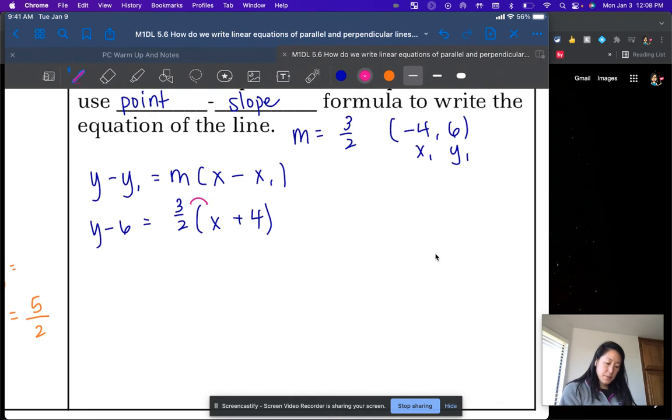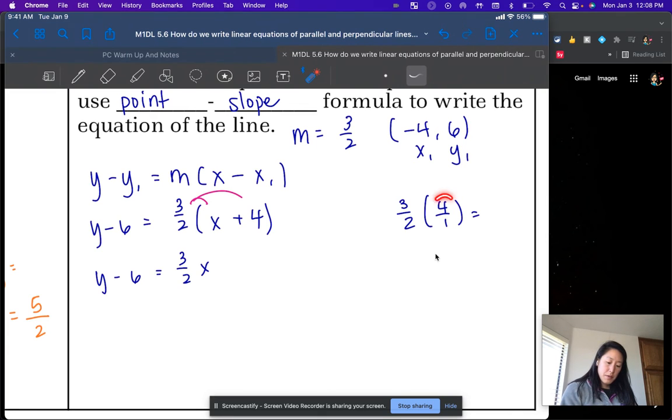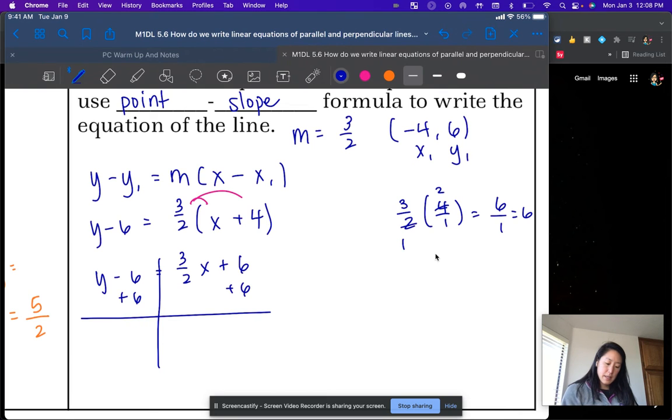We're going to go ahead and distribute. y minus 6 is equal to 3/2x, and then let's do the fraction on the side, so 3/2 times 4/1. A 2 divides out of 4, so that would give me a 2, and a 2 divides out of 2, which is a 1. So I get 3 times 2 is 6/1, or just 6. So I'm going to add 6 here. And then to isolate the y, let's add 6 to both sides to give us y plus 0 is equal to 3/2x plus 12.